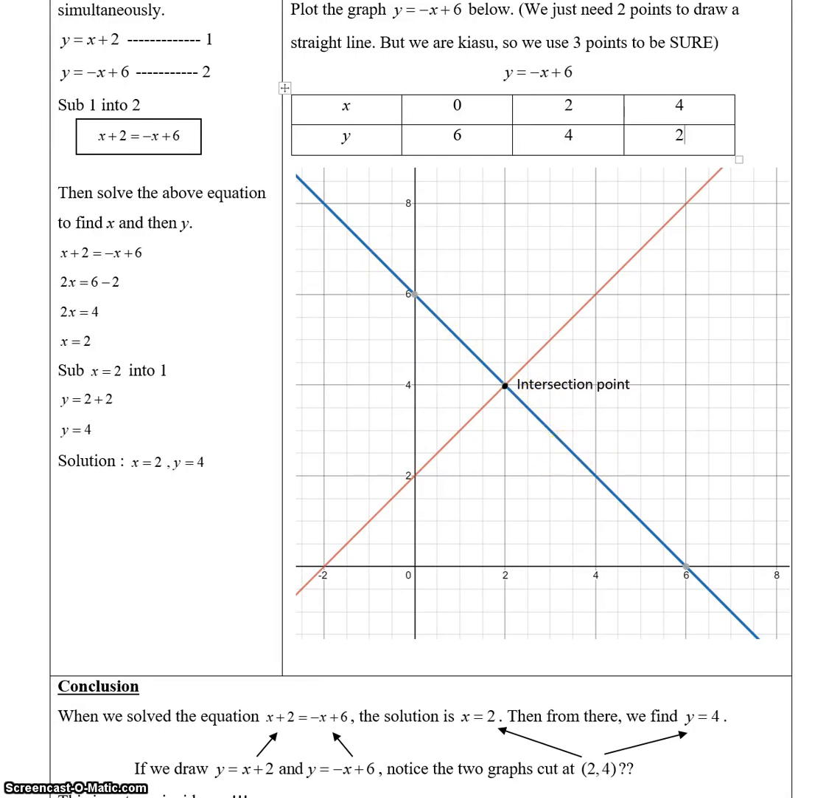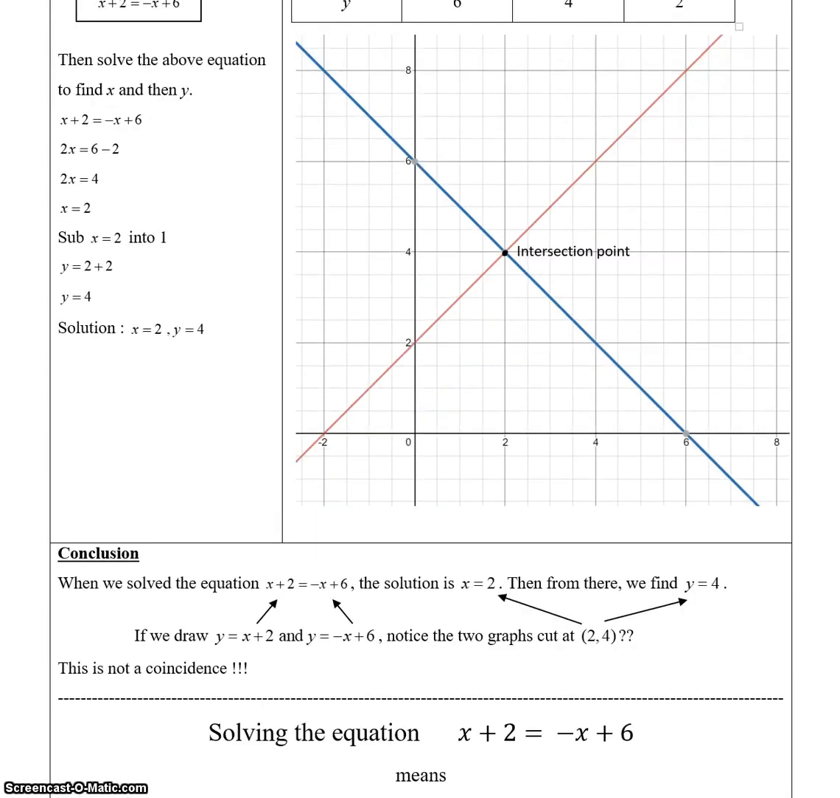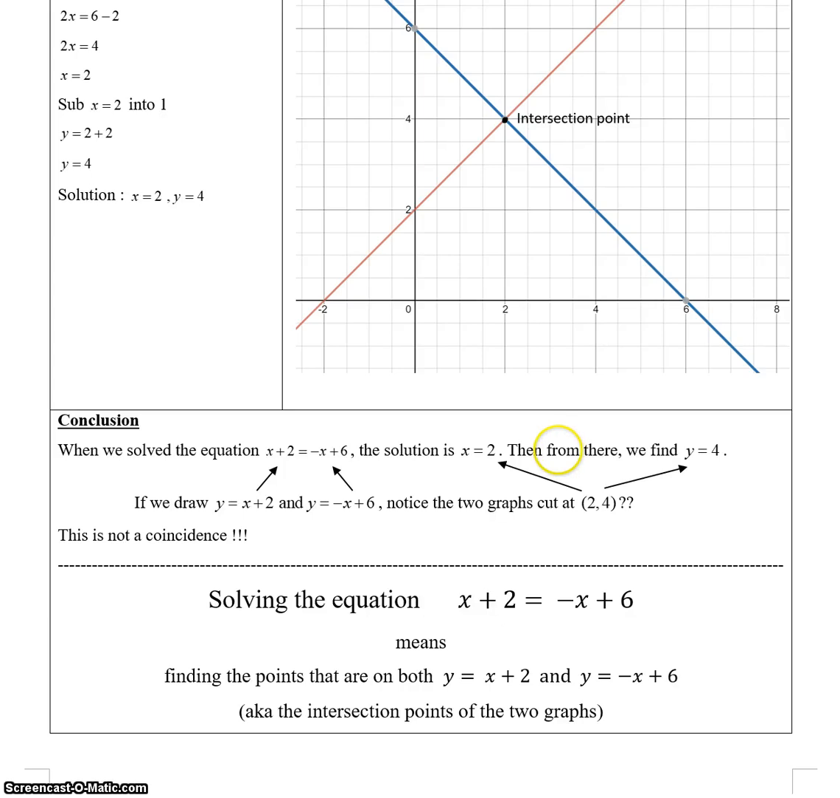Now this is not by chance. Let's be clear about this. Nothing in maths is by chance. So what happened is, when I solve this equation, I draw the graph on the left, I draw the graph on the right, and the two graphs will intersect at the solution. You see the solution 2, 4, the intersection point 2, 4.